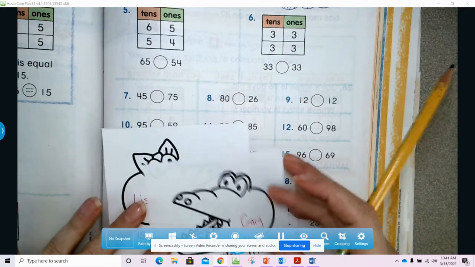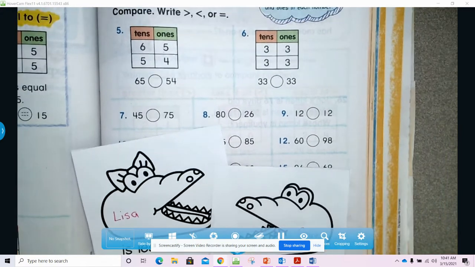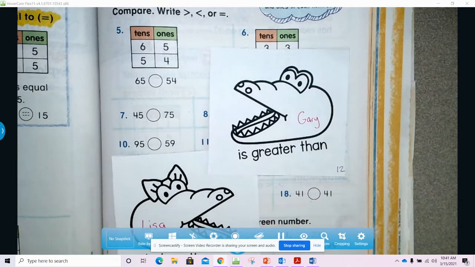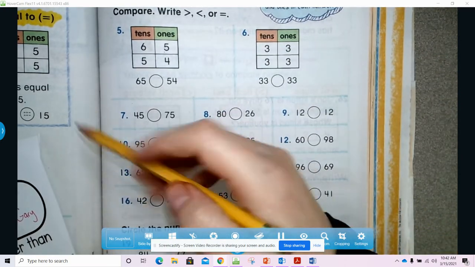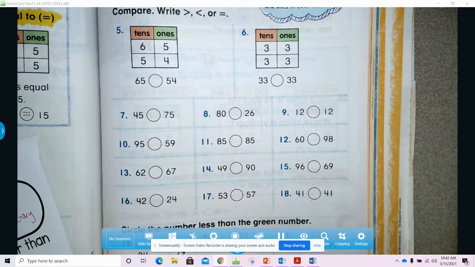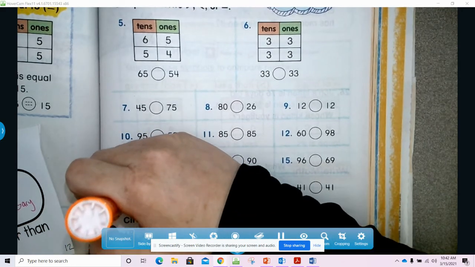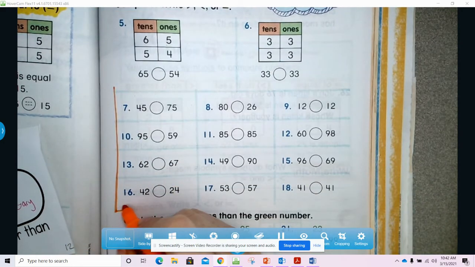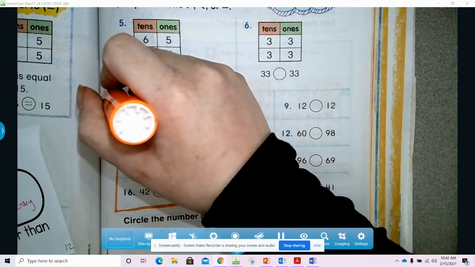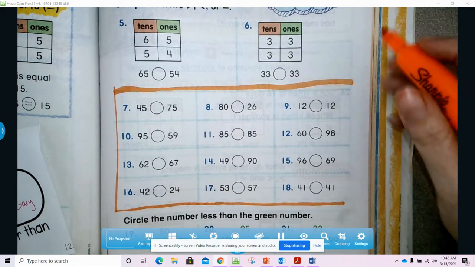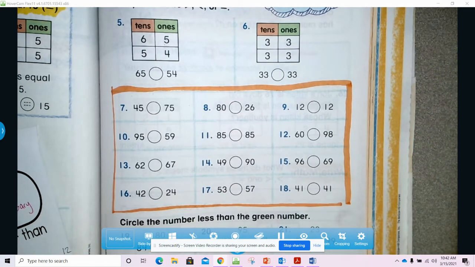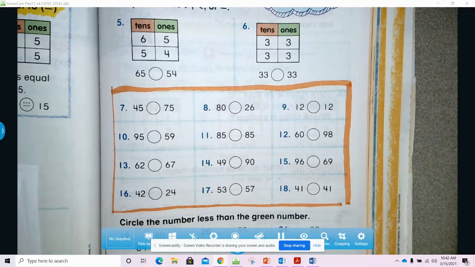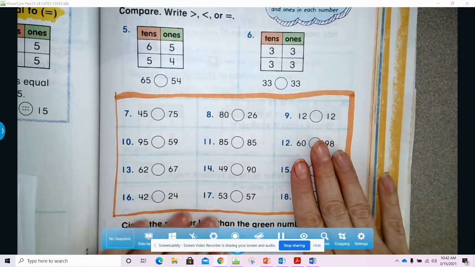Okay, you can also use Gary and Lisa. Gary greater than and Lisa less than. And today on page 411, we're only going to be working on these problems right here. I'm going to mark them for us. You don't need to mark them, but I want to show you that we're only going to do problems 7 through 18. So only this middle part of our page.